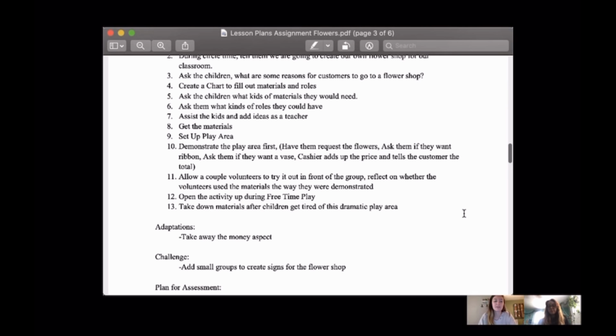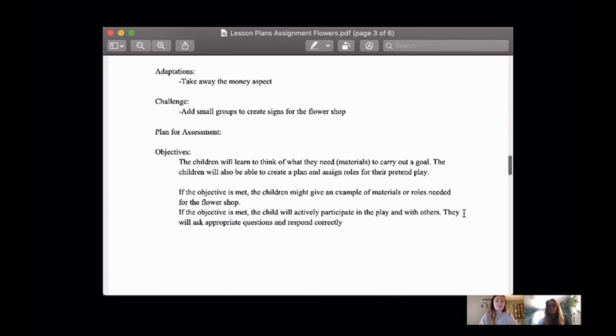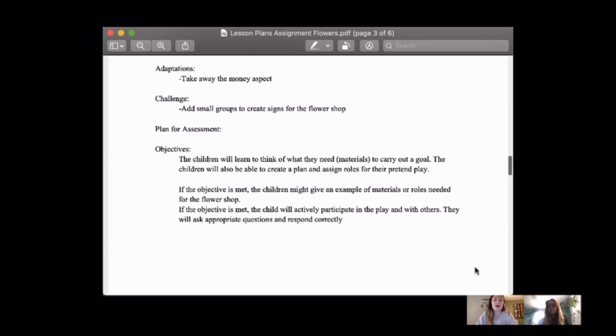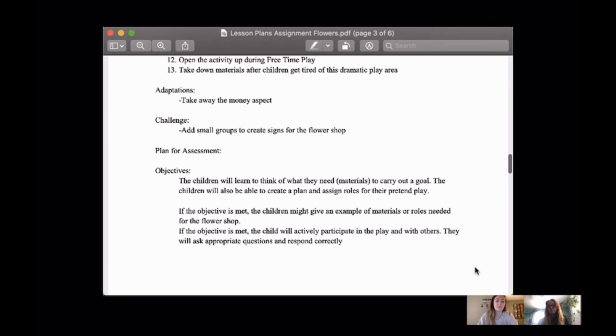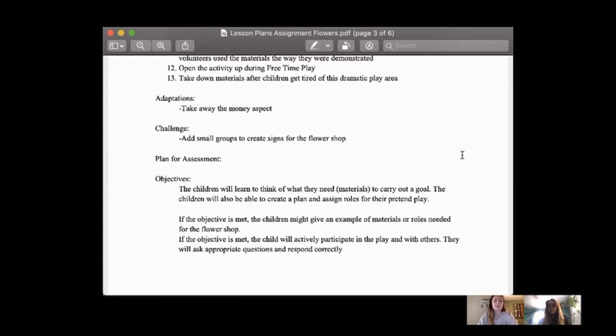The adaptations we can do is take away the money aspect if it's too challenging, or we can challenge them by adding small groups to create signs for the flower shop. The way we assessed them was if they gave examples of materials or roles they needed, or they just understood what we were doing. And if the objective is met, they also participated in play and they asked appropriate questions and responded correctly. So this is what we did this week, and they really enjoyed it.